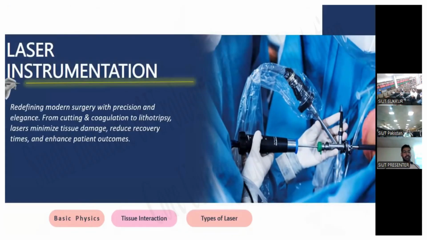Then comes laser instrumentation. The laser has redefined modern surgery because of its precision and elegance. For all these techniques we discussed, cutting, coagulation, lithotripsy, the laser has now taken over, providing better results than other modalities.